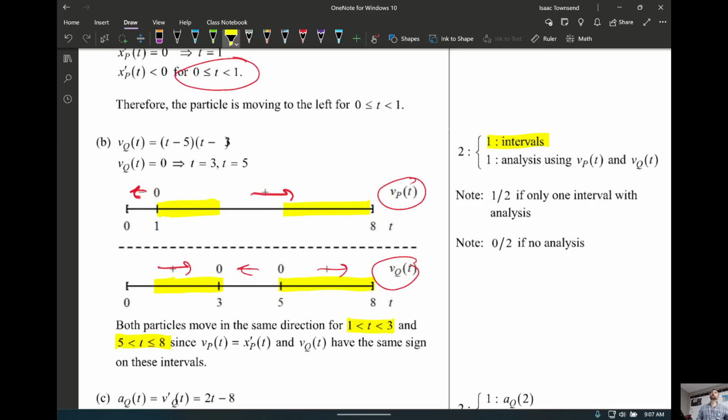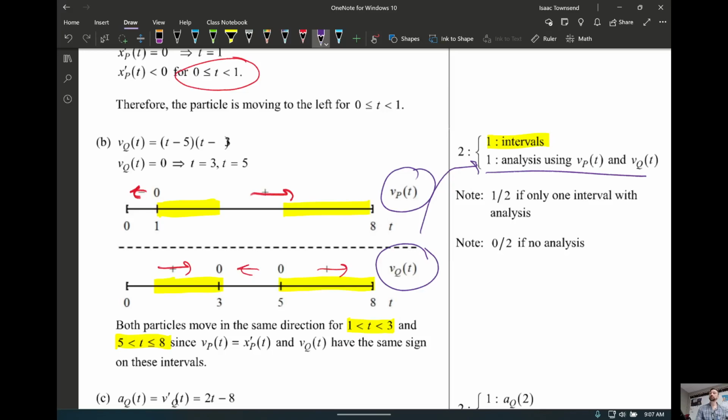Even if you don't think you need to put it on paper for the justification point, you still want to organize your thoughts. Then they gave a second point if you did this analysis using the velocity. If you tried to think about when they were going the same direction based on the velocity of P and the velocity of Q, then you get that point. So even if your intervals were wrong, if you showed that you knew it had something to do with velocity, they would give you the second point. So that's a pretty friendly point.